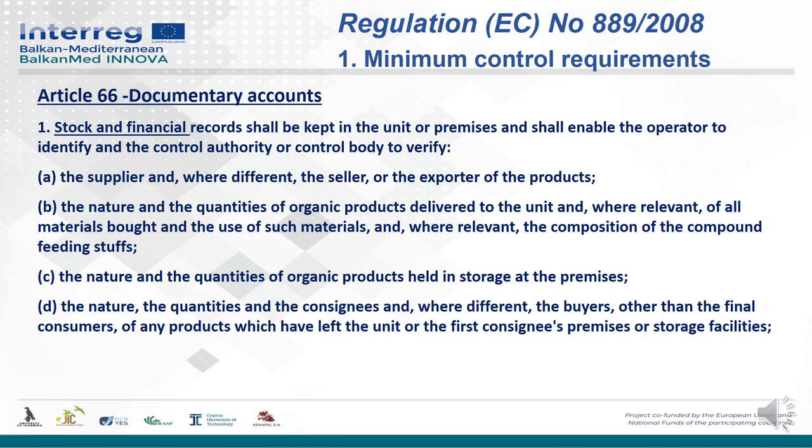C. The nature and the quantities of organic products held in storage at the premises. D. The nature, the quantities, and the consignees, and where different, the buyers other than the final consumers of any products which have left the unit or the first consignee's premises or storage facilities.